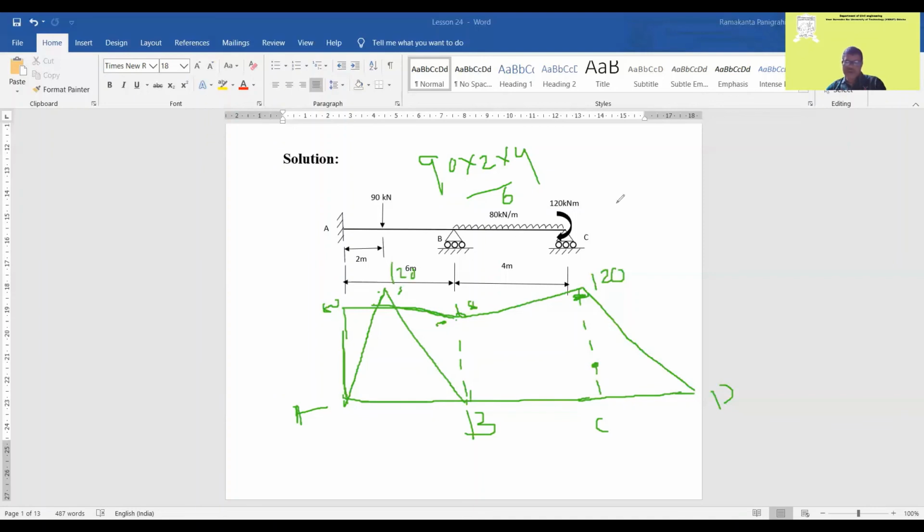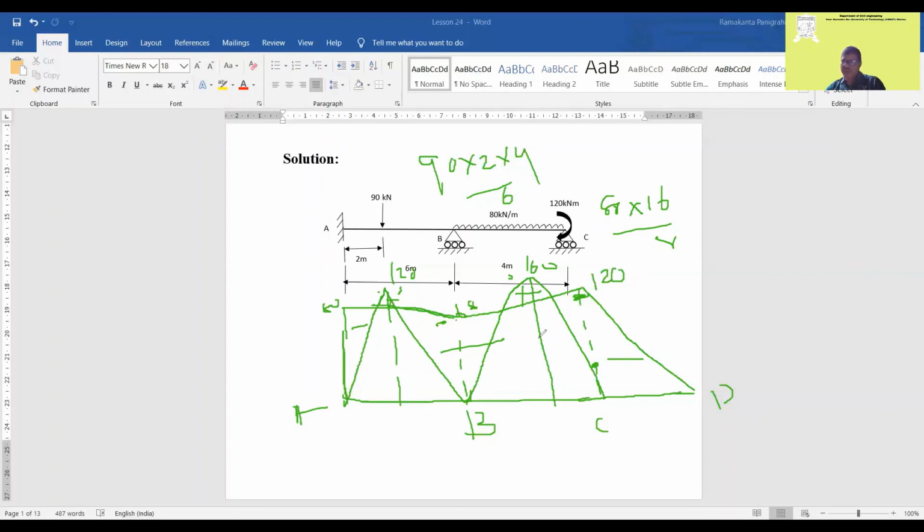Now here WL square by 8. So 80 L square, 16 by 8 means 160. So it will come like something here, 160. You can draw over this. 160 is parabolic. So this is 160 here, this ordinate. Now this is the positive. The total is 160. Your total is 120. So negative, negative, negative, and this is positive. So you are very clear how to draw this bending moment diagram.